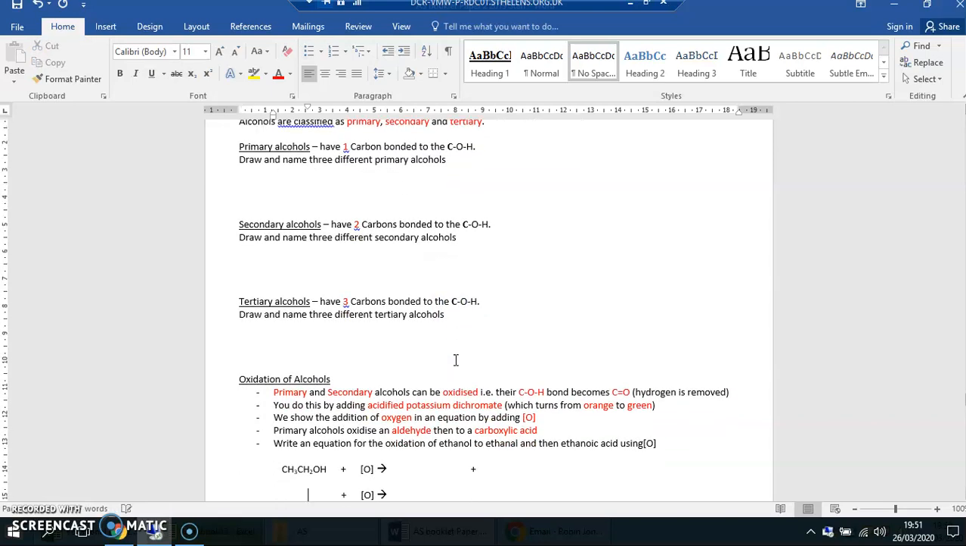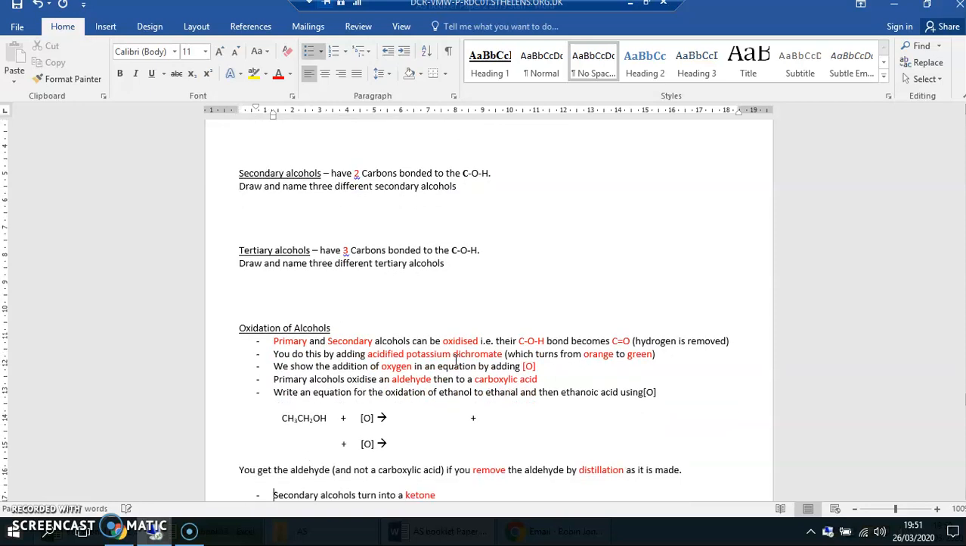How do you test between them? Well, it's difficult to test between primary and secondary alcohols because they are oxidized. That means they've had oxygen added or hydrogen removed, and they turn acidified potassium dichromate from orange to green. So if acidified potassium dichromate goes from orange to green, you know it's a primary or a secondary alcohol. You can't tell which one it is.